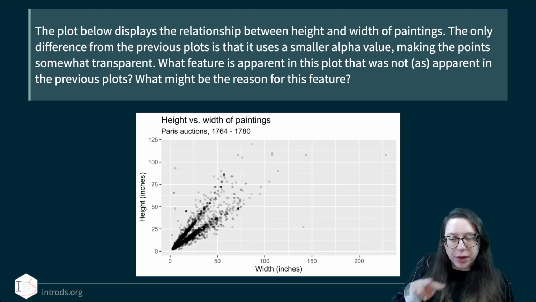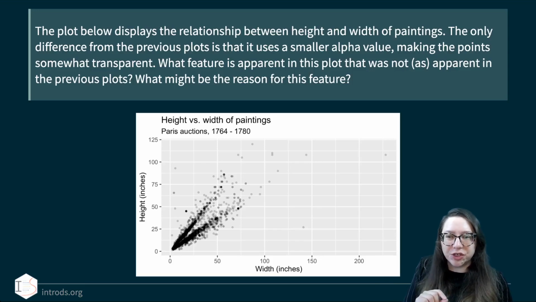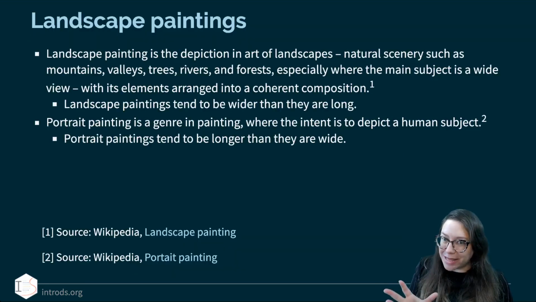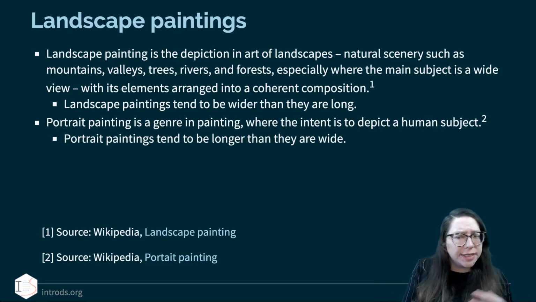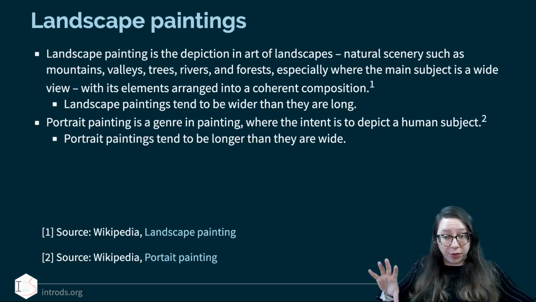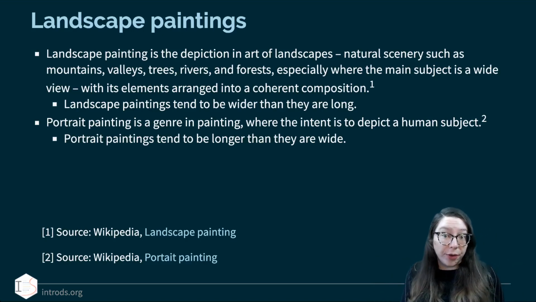So if you're thinking we're kind of seeing a V in the plot, you're on the right track. So what might be the reason for this feature? Let's talk a little bit about paintings. We have landscape paintings or portrait paintings. So landscape painting is the depiction in art of landscapes, natural scenery, such as mountains, valleys, trees, rivers, forests, especially where the main subject is a wide view, with elements arranged into a coherent composition. And these paintings tend to be wider than they're long.